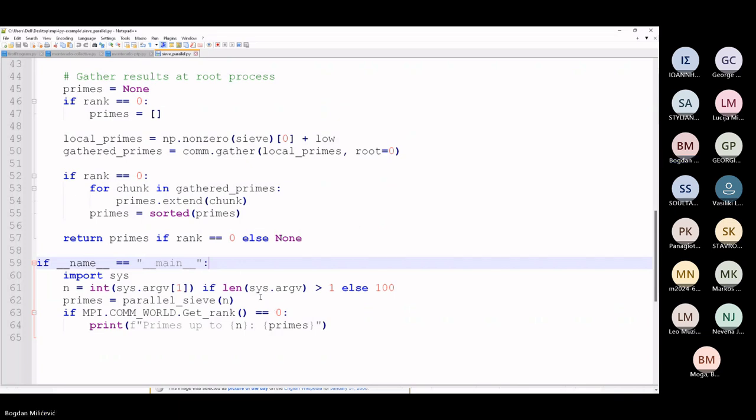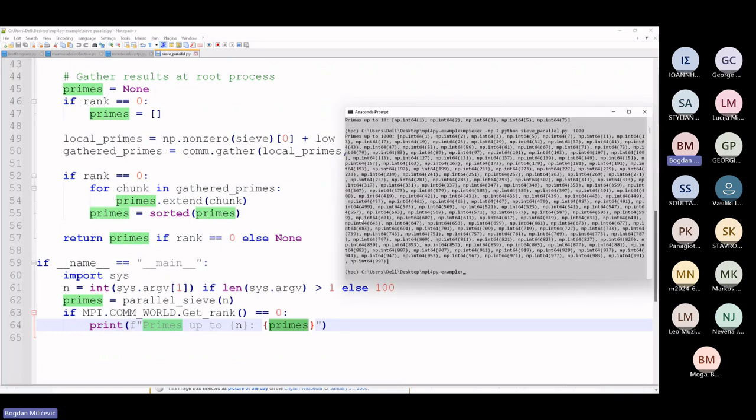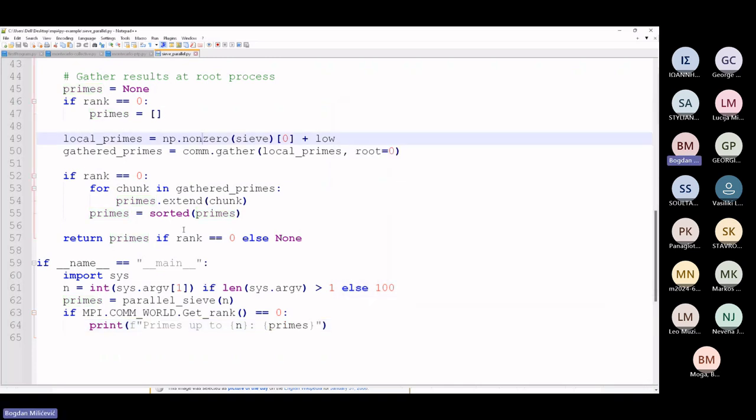Okay. We could print them a little smarter, because this returns a numpy array, and you have this np.int, but it really doesn't matter for now.